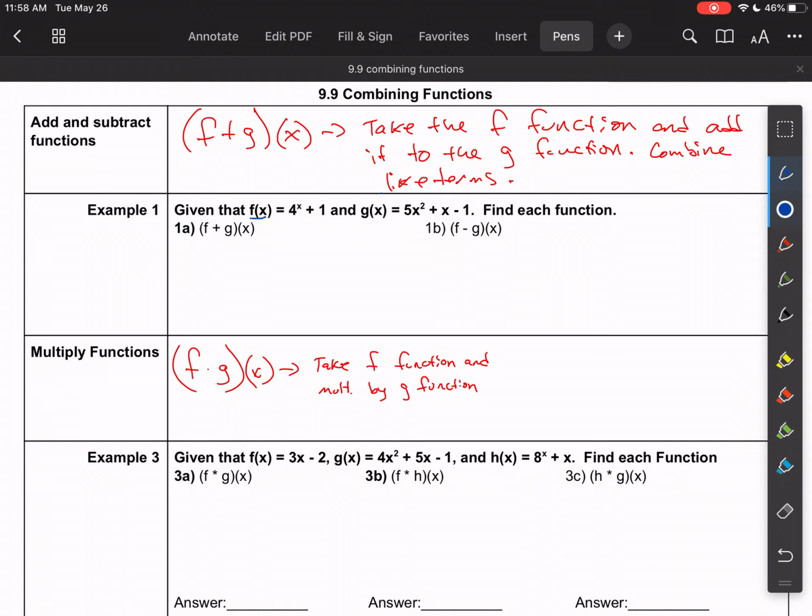Real quick review, you guys. Whenever we are adding or subtracting terms together, remember the only way we can combine terms is if they're like terms. So a little bit of a new notation for us would be the f plus g of x. All this means is to take the f function and then add it to the g function at x, or just keeping it in terms of x, and then you're combining like terms. To make more sense of that, let's look to see what it looks like.